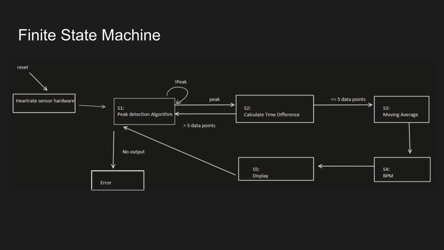Next, we have to calculate the time difference. For this, we would need a peak. Now, if we have less than 5 data points, it's going to go back to our peak detector algorithm, and it's going to keep doing this until we have more than 5 data points. Once we have greater than or equal to 5 data points, we're going to go on to stage 3, which is our moving average. After our moving average, we're going to go to BPM, which is beats per minute, and then we are going to display these results. Then we go back to our peak detector algorithm, and we do this again so that we can display different results.